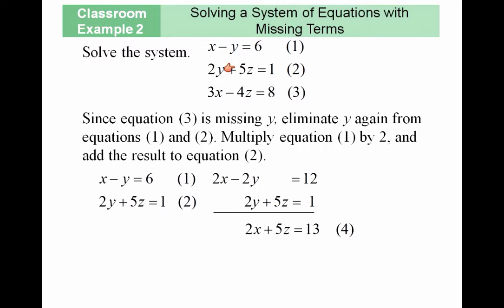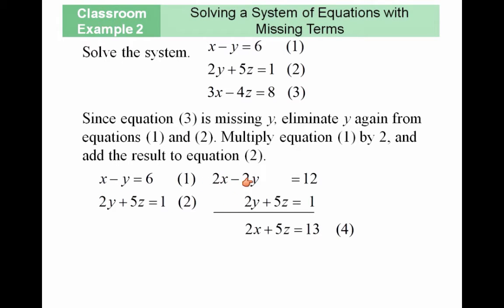So let's take a look at equation 1 and 2. In order to eliminate Y, what do we have to do? If I want to eliminate Y from equation 1 and 2, what do I have to multiply either of these two equations with? You multiply the top row by 2. If I multiply the first equation by 2, then the coefficients of Y would be opposite of each other.